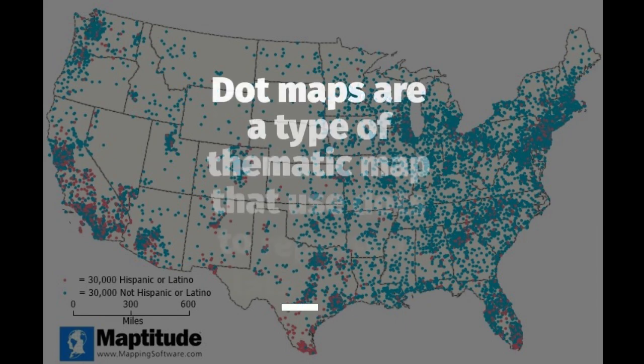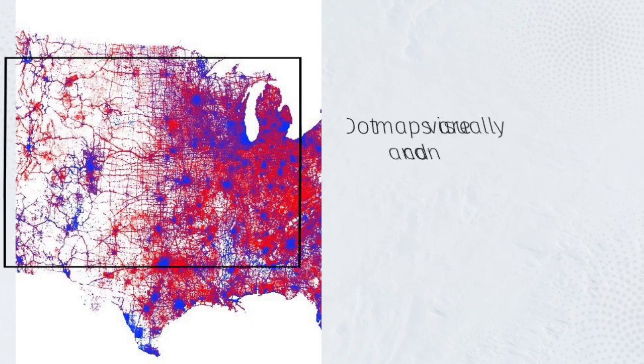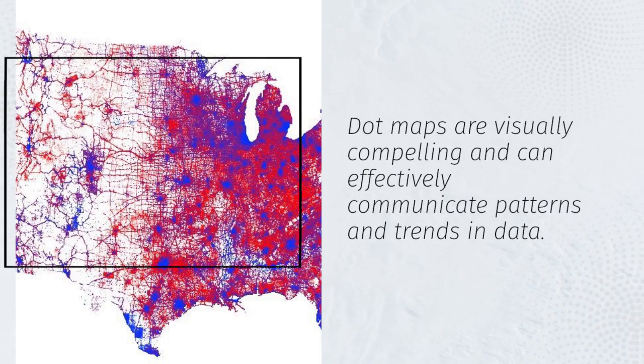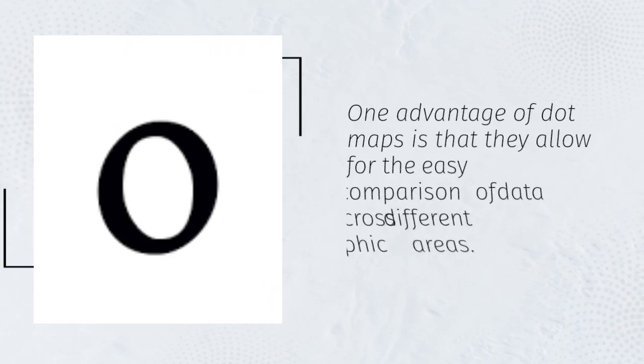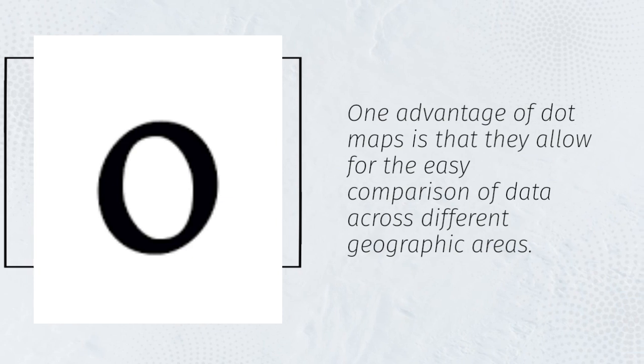Dot maps are a type of thematic map that use dots to represent data points. Dot maps are visually compelling and can effectively communicate patterns and trends in data. One advantage of dot maps is that they allow for the easy comparison of data across different geographic areas.